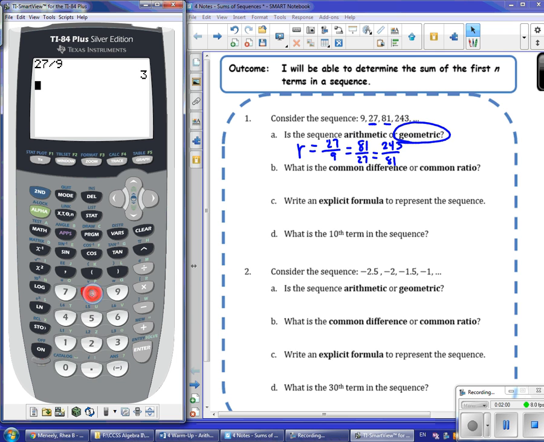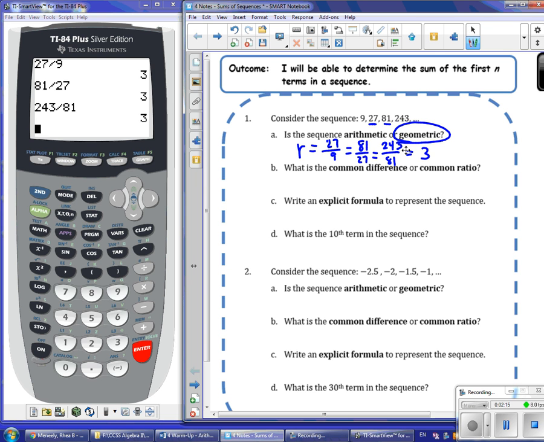So let's make sure that when I take 81 and divide it by 27, I still get 3. And if I take 243 and divide that by 81, I still get 3. So that's my common ratio, and that's going to be important. Well, that's actually the answer to the next problem, right? The common ratio would be 3.